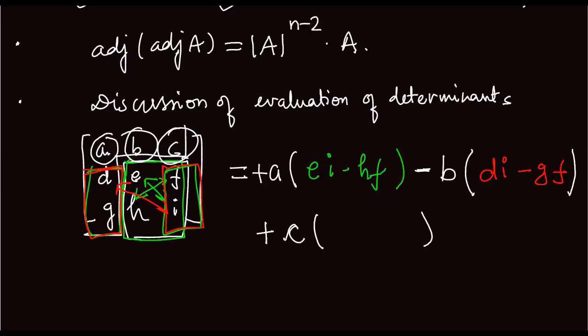So C into, what will be our box? This will be our box. Okay. Because except C's row and column, this will remain. So DH, this one, and then this one. GE, DH minus GE. So this is the value of the determinant.